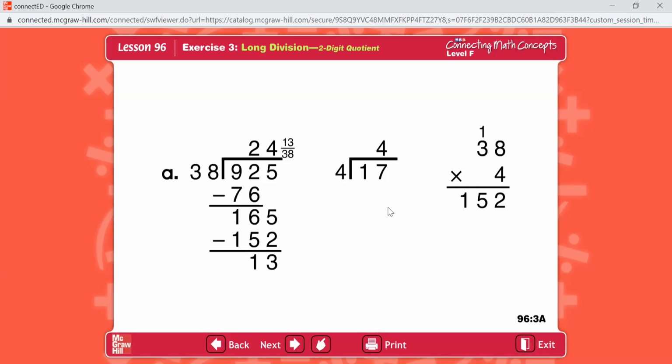Your estimation problem for 273 divided by 91 is 27 divided by 9. 27 divided by 9 equals 3. Then you multiplied 91 times 3. 91 times 3 equals 273. You work the subtraction problem 273 minus 273. That gives you a remainder of 0. Here's what you should have for problem B.